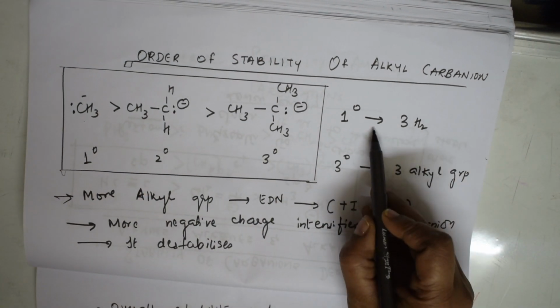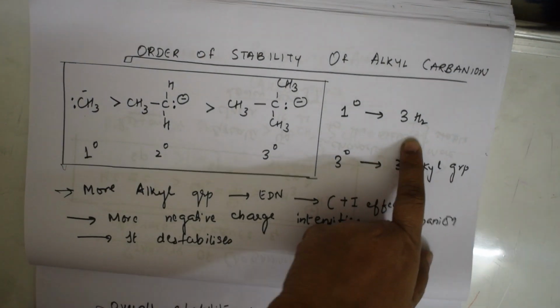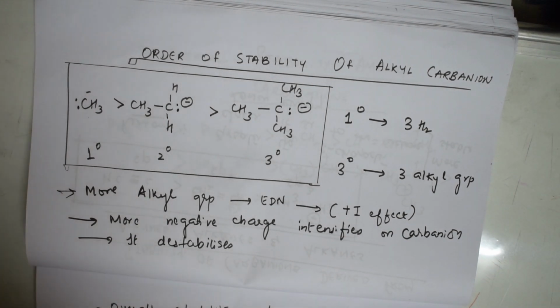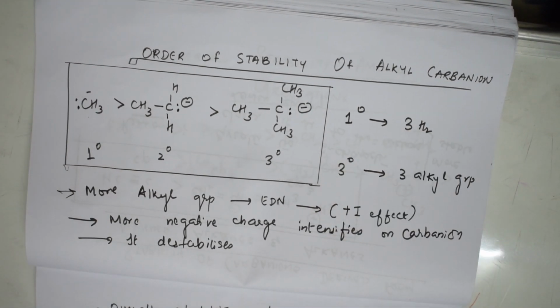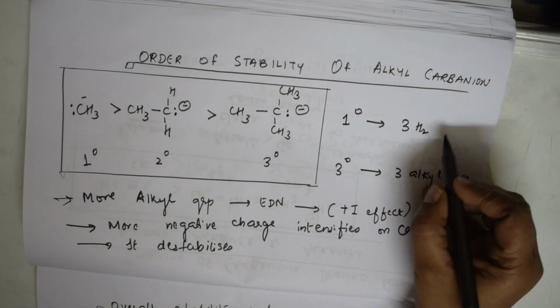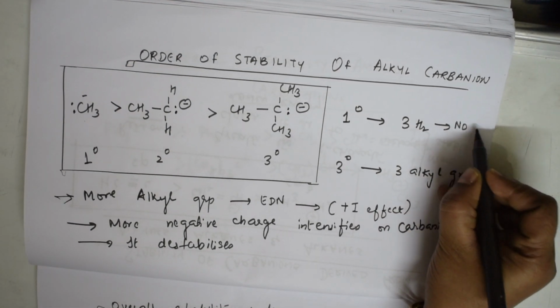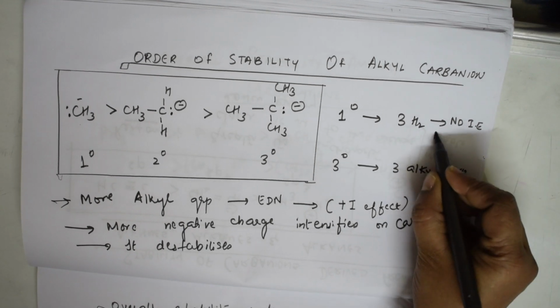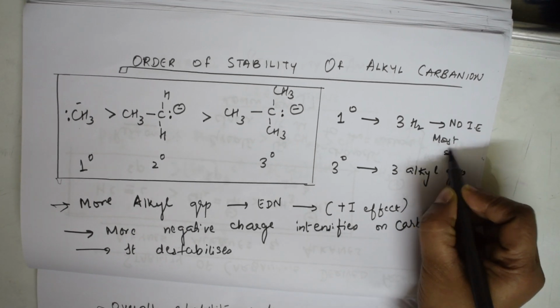Now when I take a primary carbanion, there are only 3 hydrogens. Are you finding any inductive effect here? No, there are no alkyl groups. That's why there is not much appreciable inductive effect. That's why it is most stable. So no inductive effect, that's why it is most stable.